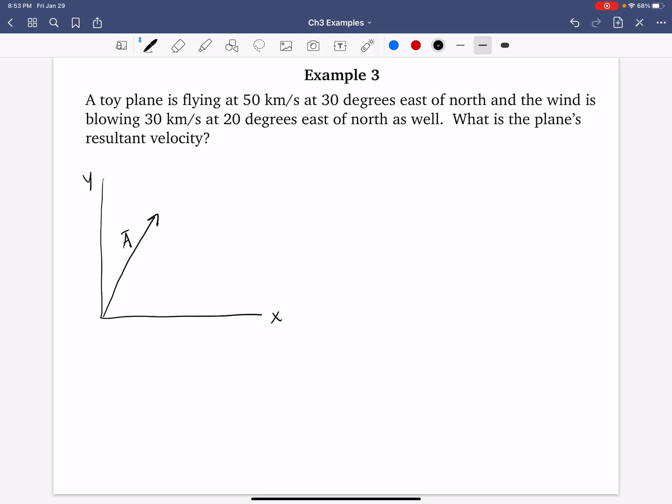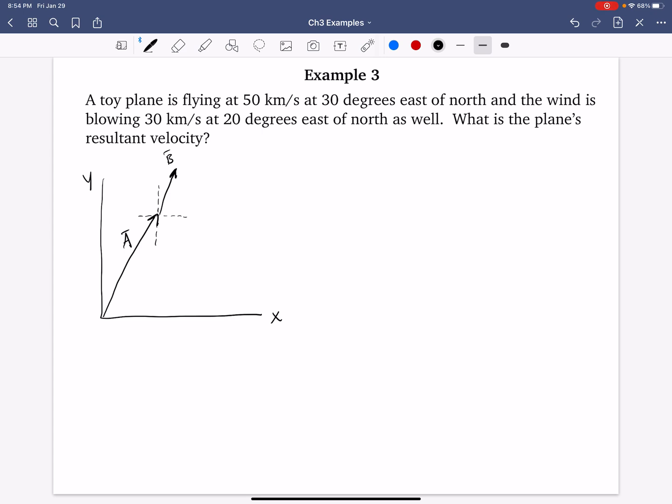And then the wind is pushing on that plane at an angle of 20 degrees east of north as well. So if we want to draw another mini origin right there, east of north, 20 degrees, even smaller. So let's see. It's going up like that, right, at 30. So that's, I'm going to do it over here as well. B. Okay. That's kind of what we have here.